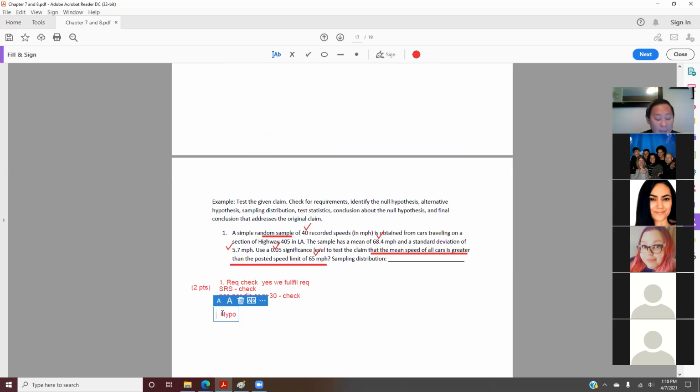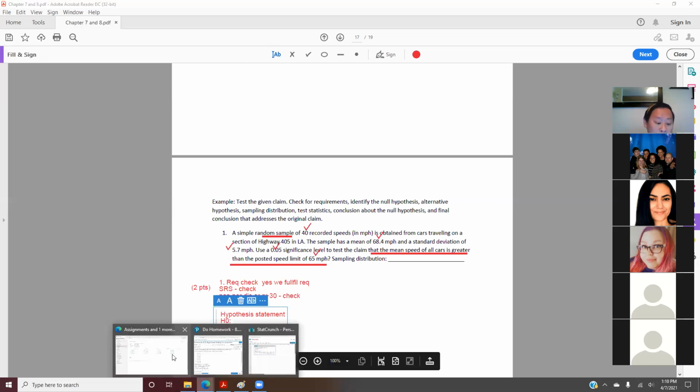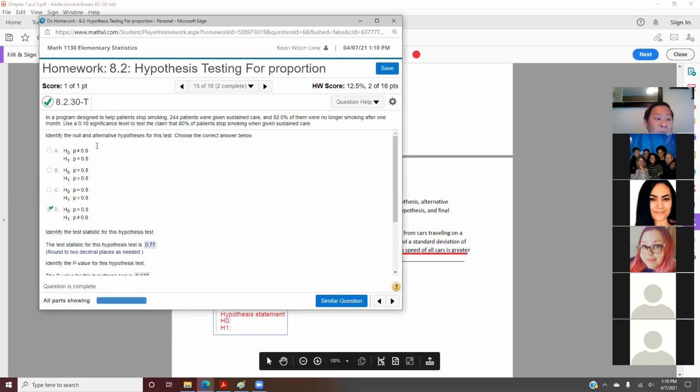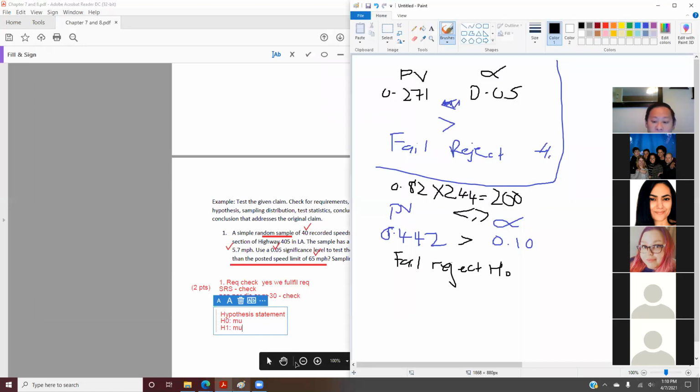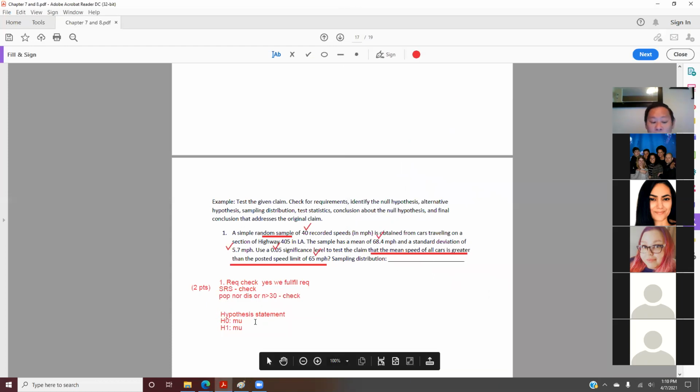This hypothesis statement is the one that you guys did in your homework, where you have the H0 and the H1 here. Now, last time, in 8.2, we used P. That is for proportion. We don't use P anymore. We will be using mu here. You guys know the mu, this symbol, it's like a cursive U. Okay, so that is the mu symbol that we use.